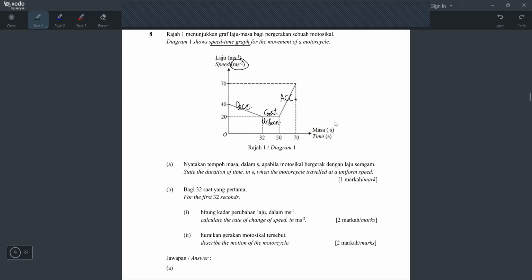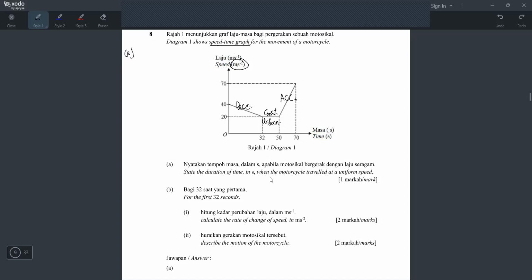Okay, but if it's a speed-time graph, the line looks like this, it means the acceleration is 0, because the gradient is 0 mah. So the acceleration is 0. Okay, but it doesn't mean stop. Acceleration 0 means constant speed or uniform speed. It means speed you tak tukar. You just drive with 20 meter per second. Okay, I'm done talking. Let's do A.